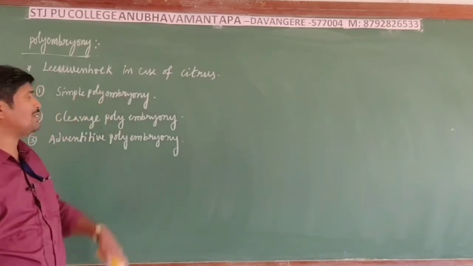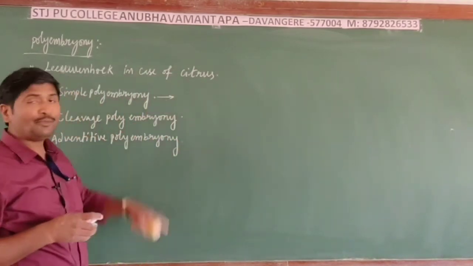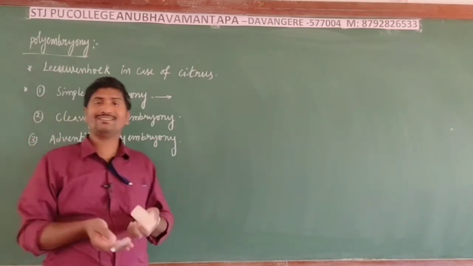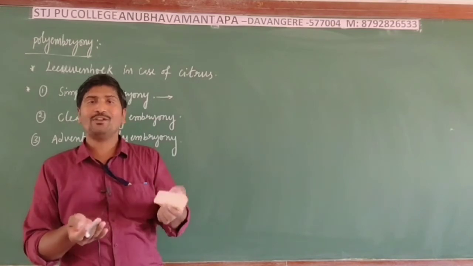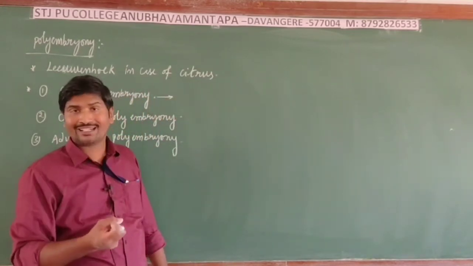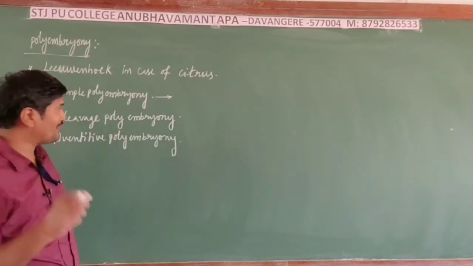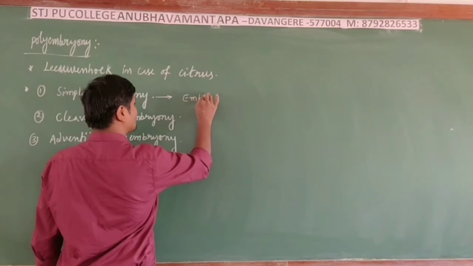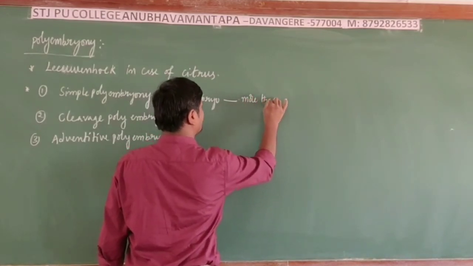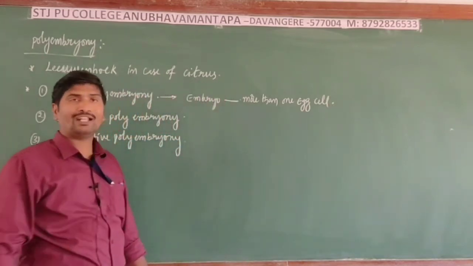Now see here, in simple polyembryony, more than one embryo is developed from more than one egg cell. Why more than one egg cell? Because, for example, one ovule may contain more than one embryo sac. Each embryo sac contains only a single egg cell. Sometimes one embryo sac contains more than one egg cell. This condition leads to simple polyembryony. So finally the embryos are developed from more than one egg cell.